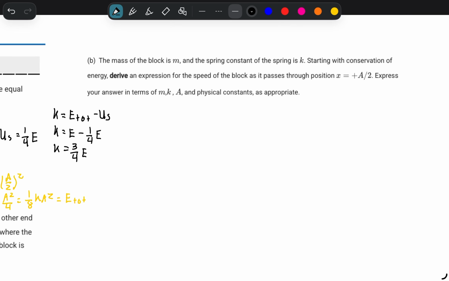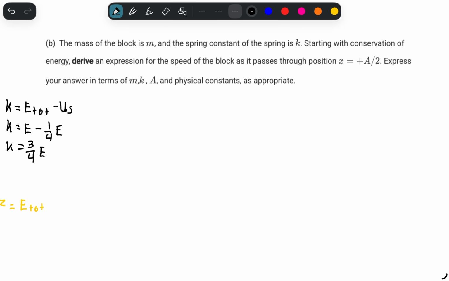Now, for part B, the mass of the block is m, and the spring constant of the spring is k. Starting with conservation of energy, derive an expression for the speed of the block as it passes through position x equal to a over 2. We want to describe our answers in terms of these variables. So what we're looking for is the speed when we're here.